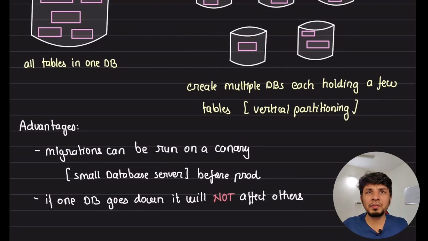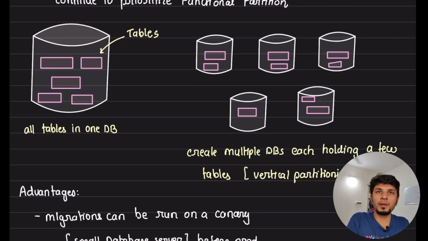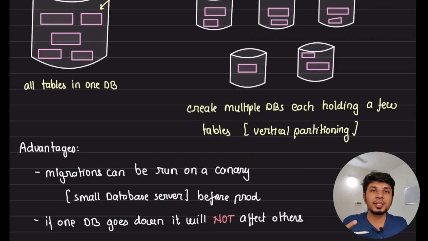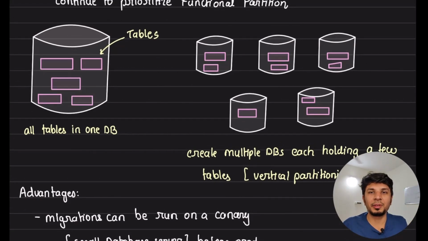What advantages would we get by this? With this, because you don't have one gigantic table, you have smaller tables, your migrations can run on a small database server before production. Right now, when they applied the migration, they applied it on the main production DB, right? But was there a way for it to test it before? Like they would have tested on a smaller set of data, but not the complete data, right? So that would have been extremely difficult given the size of the database.